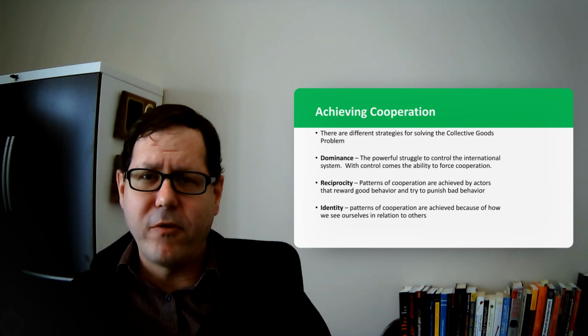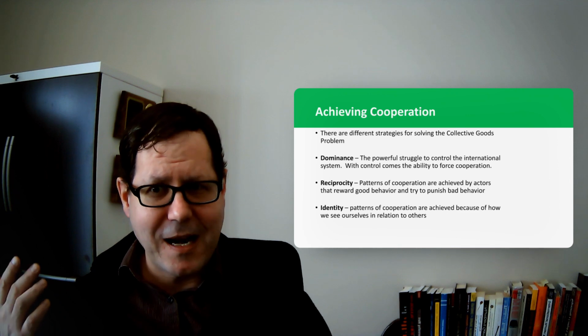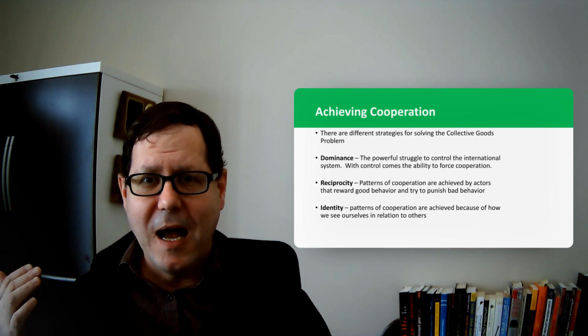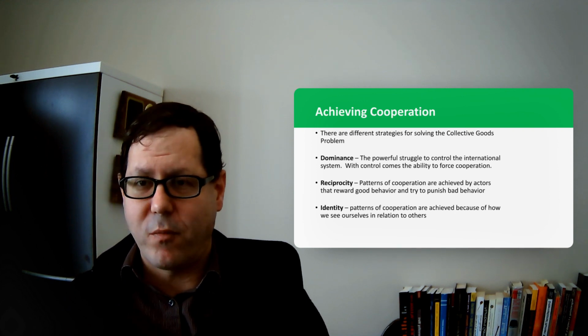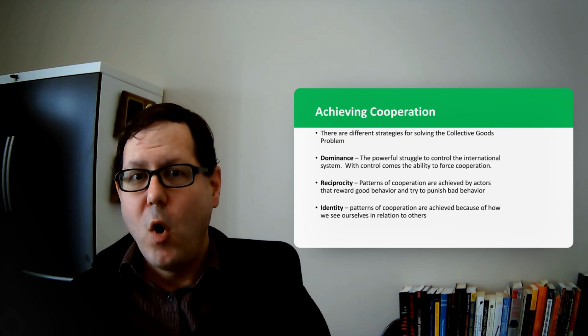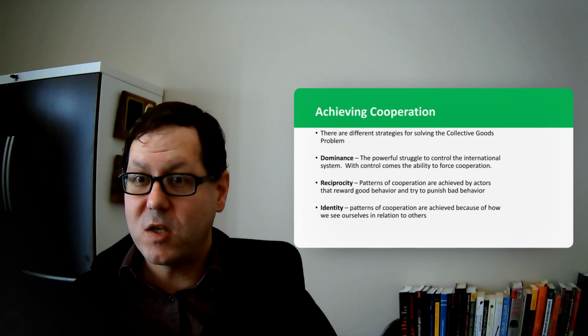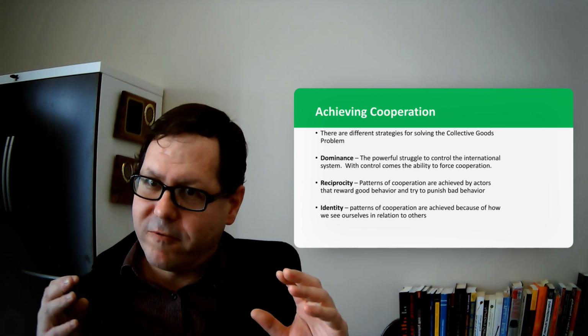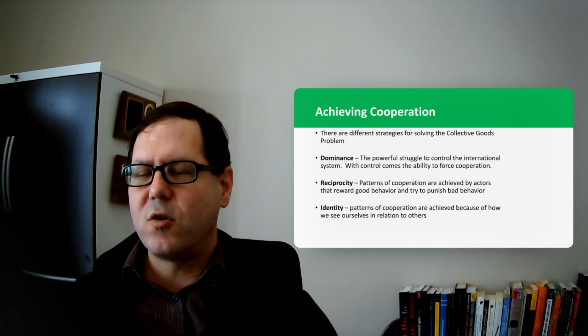And so I'll just briefly run through these, and these are going to ping over and over the course of the semester, so it's good to tuck them in the back of your head. One of those strategies is dominance, right? You can solve the collective action problem and get people to work together when you have a powerful state that's in a position to control the international system, that's able to impose its will, set rules, force others to play by those rules, incentivize them, and then you can get order and structure.